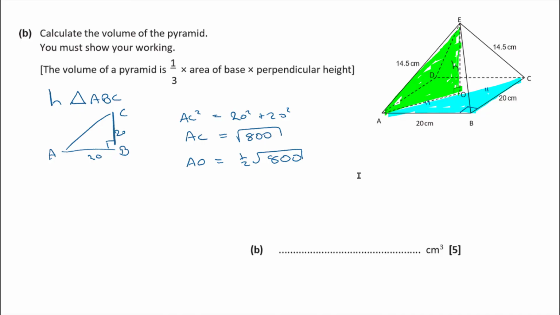Now I'm going to switch into the green triangle. So that was the blue triangle, wasn't it? Okay, I'm going to switch to the green triangle now. So the green triangle is AOE.